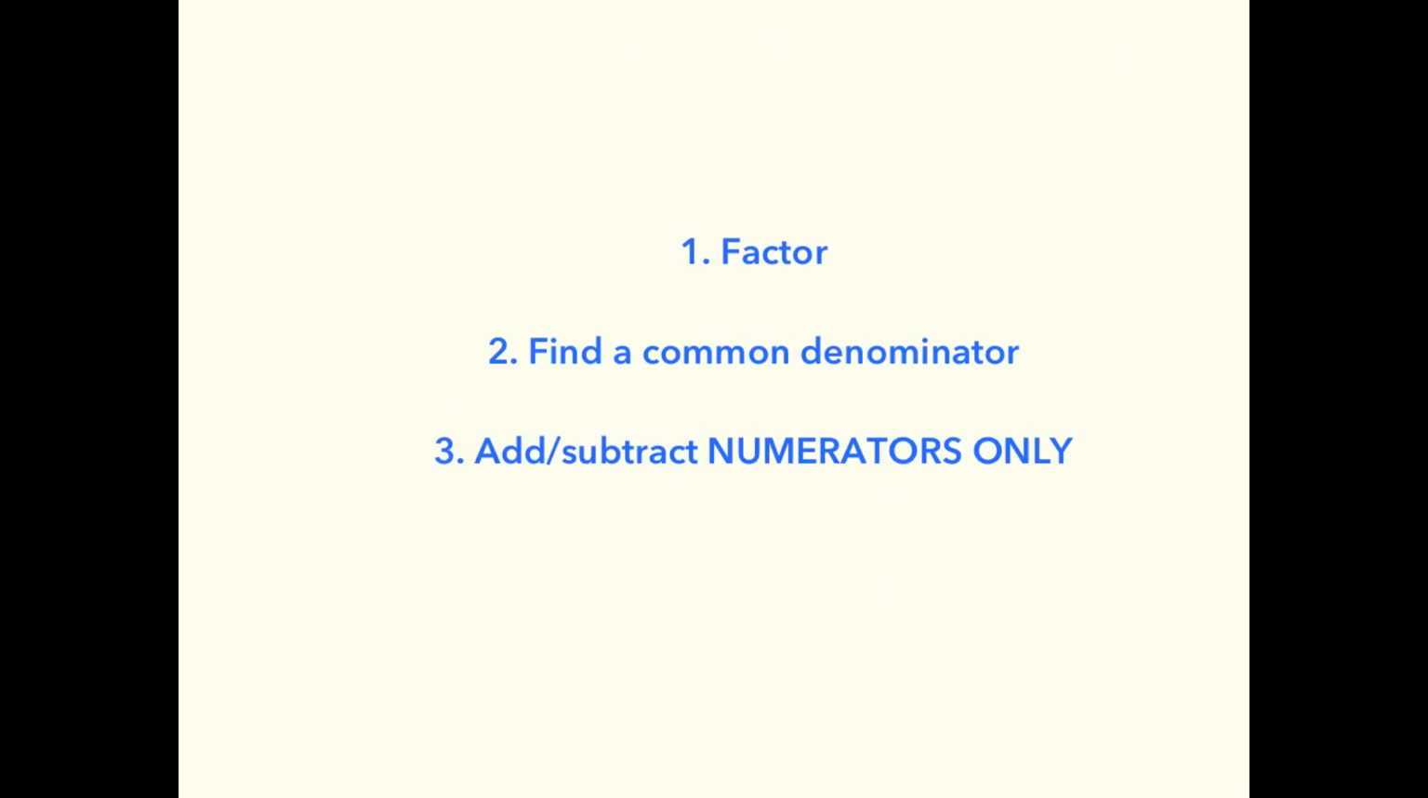Here's a quick review of the steps. You always want to factor first. Factoring will help you find that common denominator. Make the denominators the same, then add or subtract the numerator, only the numerator. Don't do anything else with the denominator once you've made it the same. And remember, when you subtract, you have to distribute that negative. It's very important to do so.